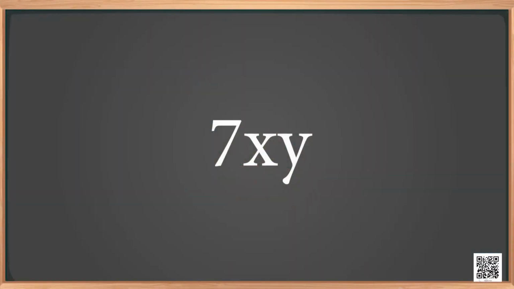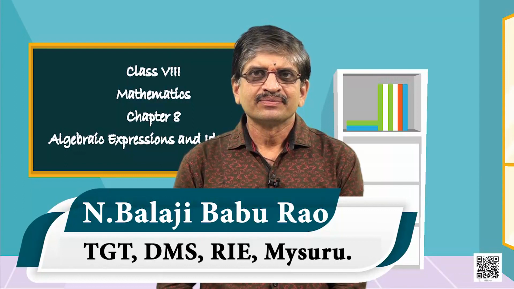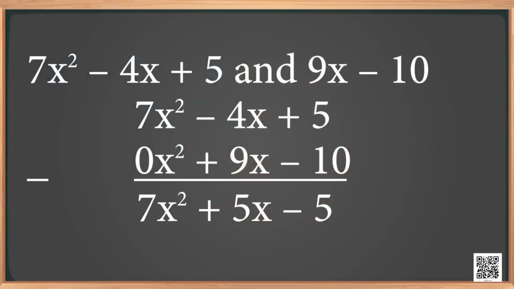Also, try yourself to write two unlike terms for the following: addition and subtraction of the algebraic expressions. Let us now recall how to add the algebraic expressions which you learnt in your 7th standard. Are you ready? Good. Add 7x square minus 4x plus 5 and 9x minus 10.